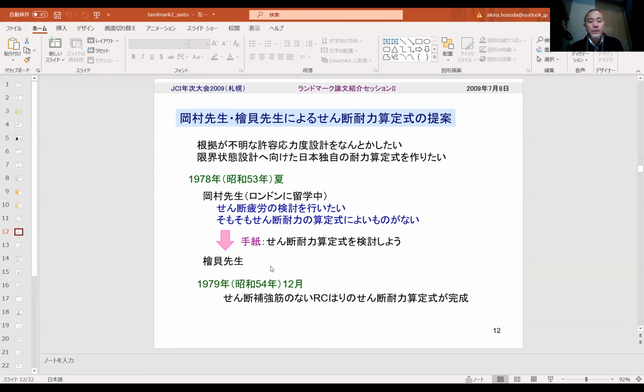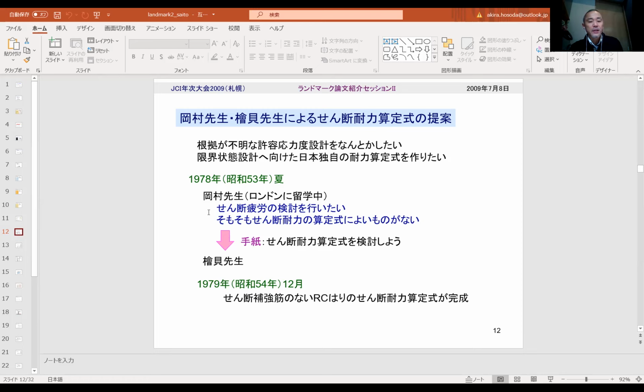You know the second author of that paper, right? Professor Higai. At that time, in 1978, Professor Okamura was 42 or 43 years old, studying in the UK, in London. I heard that for less than 1 year, 6 months or 9 months, Professor Okamura was studying in Leeds in the UK.